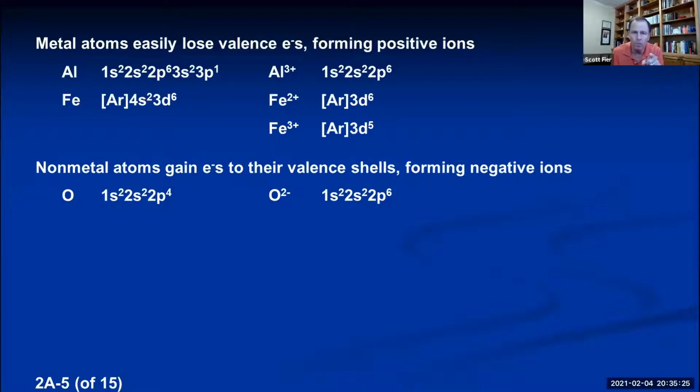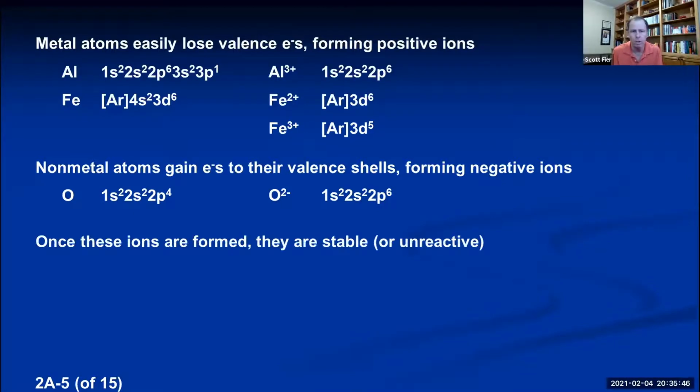So when aluminum forms its positive three state, or iron forms its positive two or positive three state, or oxygen forms its negative two state, where they all essentially have this noble gas type of configuration, that configuration has really high ionization energies. You can't pull electrons off of them. They do not have exothermic electron affinities. You can't add electrons. So once these ions are formed, these ions are now very stable. Another way to say that is they're unreactive.